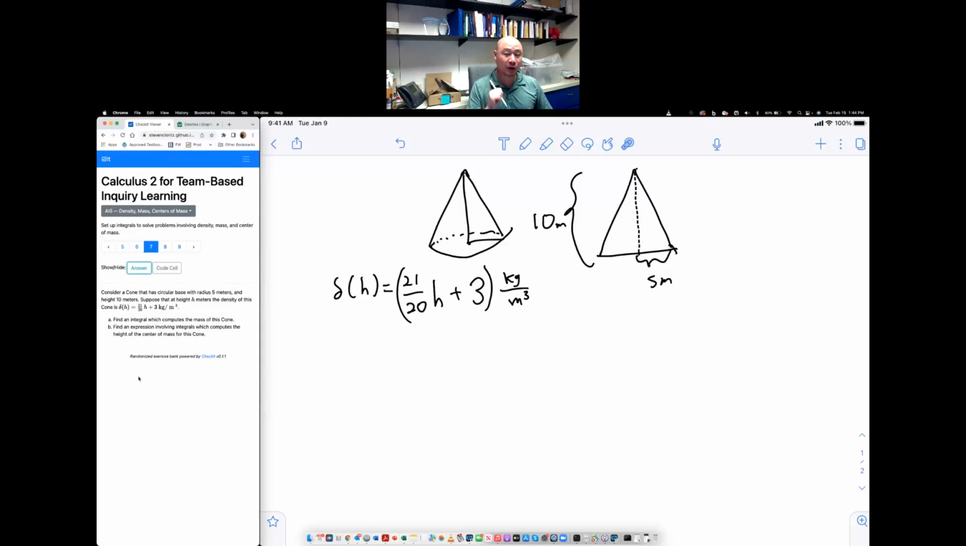And what we note is that the cone gets increasingly dense as you increase the height, so that the density at height h is 21 over 20 h plus 3 kilograms per cubic meter. So our two questions here: we want to find two integrals, one which will compute the total mass of this cone, and a second integral which will compute the height at which the center of the mass occurs.